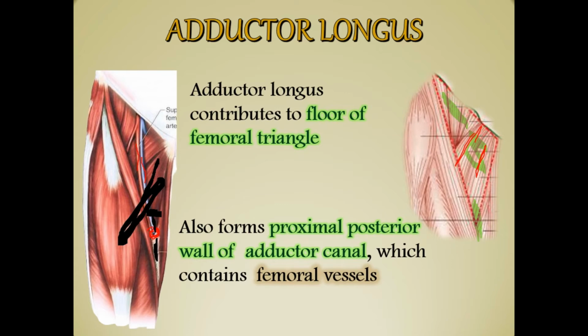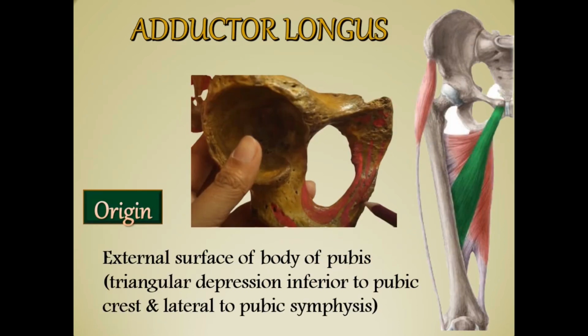So this adductor canal contains the femoral vessels. These are the femoral vessels which pass through the femoral triangle and leave the femoral triangle through the adductor canal. Adductor longus muscle origin: external surface of the body of the pubis, a triangular depression inferior to the pubic crest and lateral to the pubic symphysis.